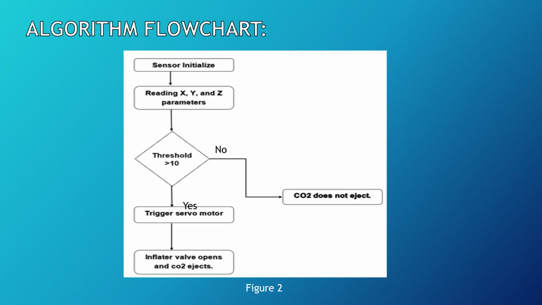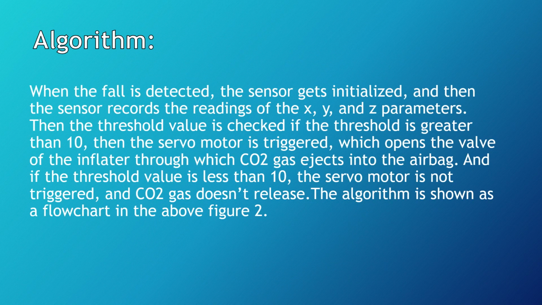When the fall is detected, the sensor gets initialized and then the sensor records the readings of X, Y and Z parameters. Then it is checked whether the threshold value is greater than 10 or not. If the threshold is greater than 10, the servo motor is triggered, which opens the valve of the inflator through which CO2 gas ejects into the airbag. And if the threshold value is less than 10, the servo motor is not triggered and CO2 does not eject. The response time of the airbag is 0.133 seconds.